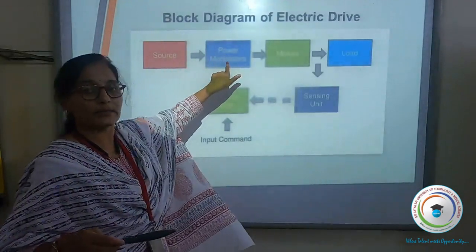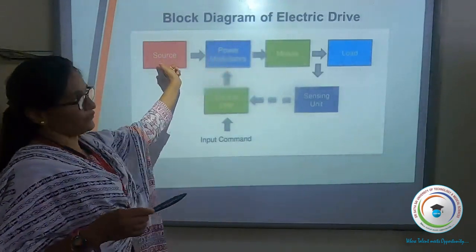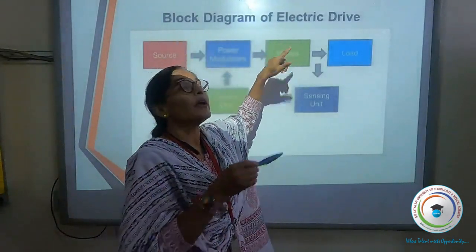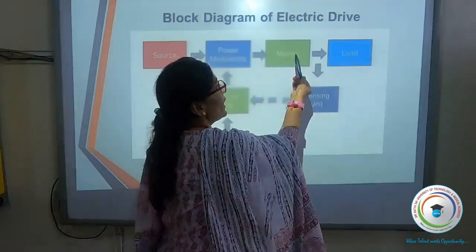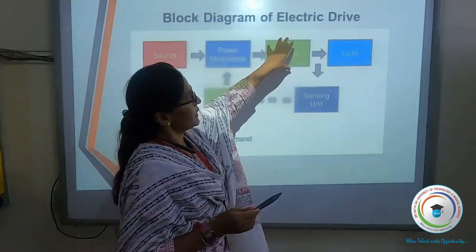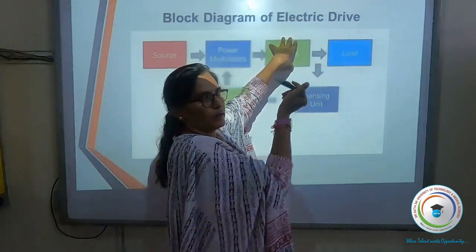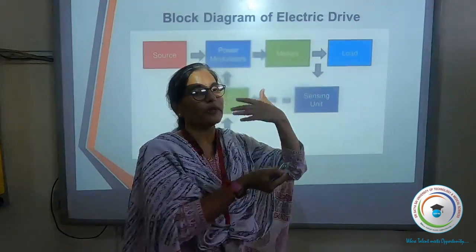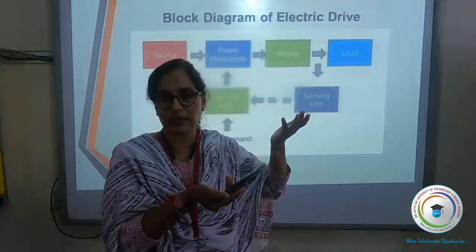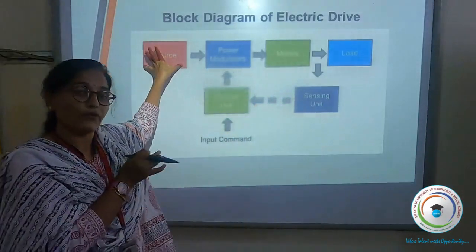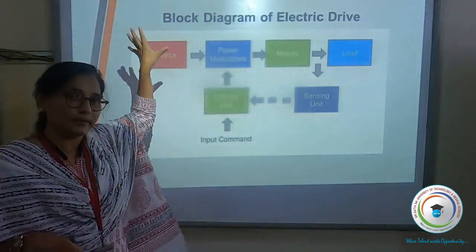It converts electrical energy from the source and provides it to the motor in the form required by this motor. For example, this motor is an AC motor, and we can say that this motor is an induction motor. And what is the input we give to an induction motor? An AC supply.